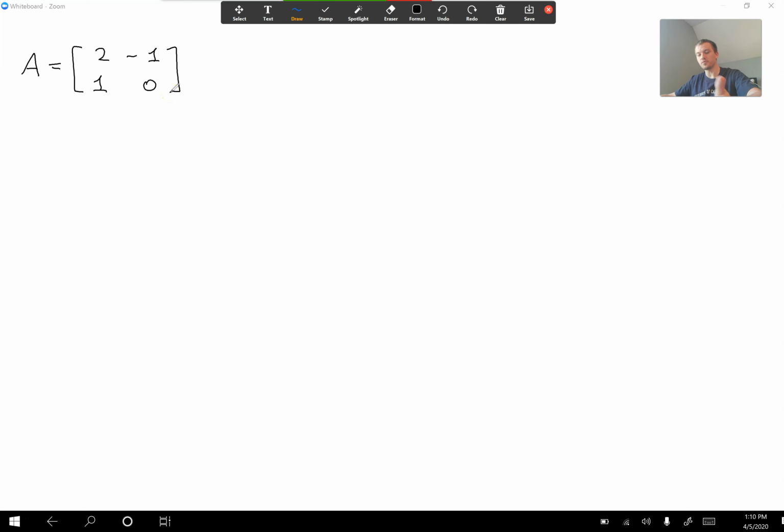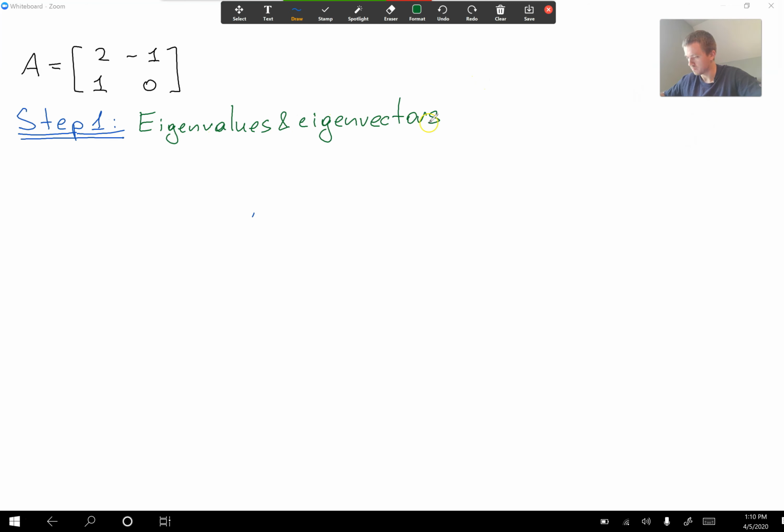So the first thing that we should do is try to diagonalize this matrix. As step 1, let's find its eigenvalues and eigenvectors. Every time we want to diagonalize a matrix, we find the corresponding eigenvalues and eigenvectors, and then we use the eigenvectors to form a basis of our space in such a way that our matrix is going to be diagonal. So let's first find the eigenvalues for this matrix.